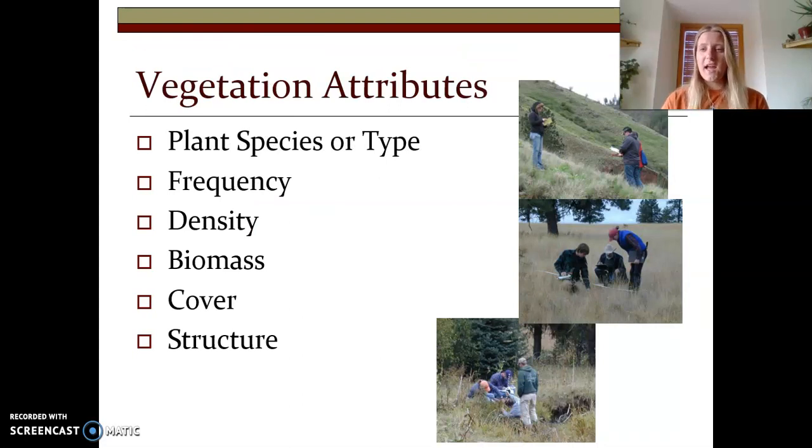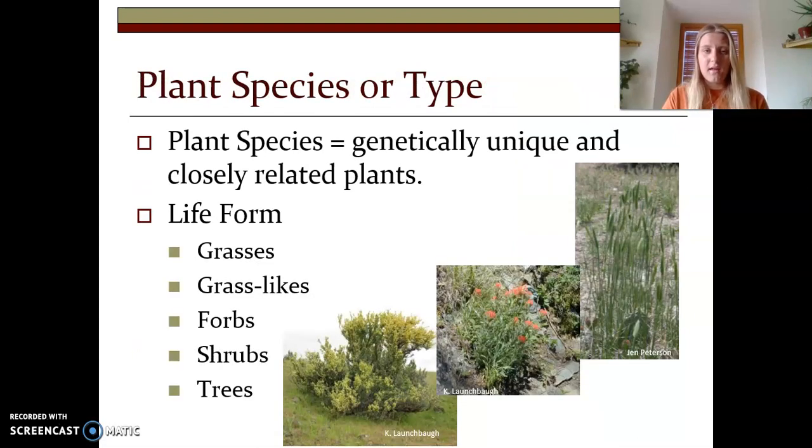So vegetation attributes are really key in measuring rangeland. Plant species or type, how often does that species occur? How dense of a population is it? Is it really dense? Is it not as much? The biomass, how much cover is there? Structure, all these come into play when measuring rangelands.